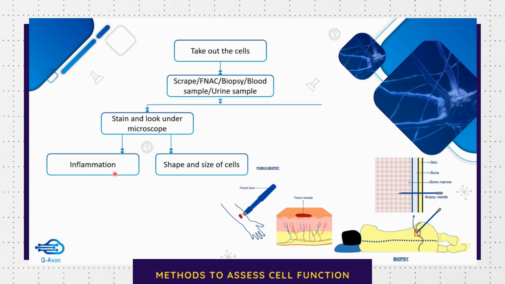Then we can also look for the presence of inflammation, whether it is acute or chronic inflammation. If it is acute inflammation, we will see the presence of neutrophils along with the cells which are there, and we can see that some areas have also been damaged due to inflammation. So we can directly visualize that under the microscope.